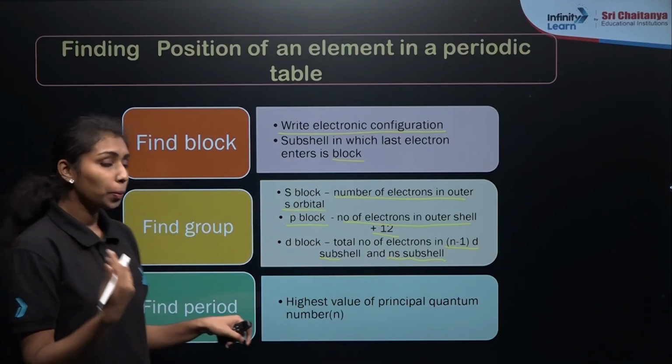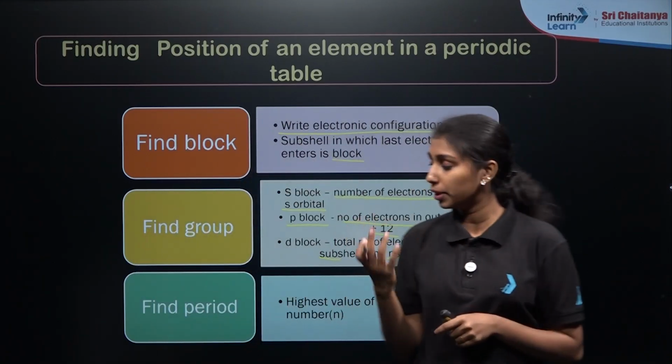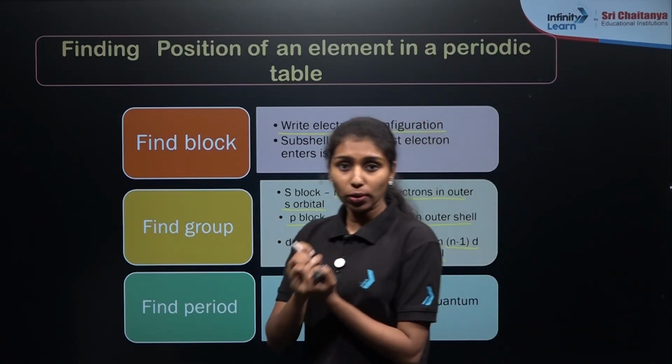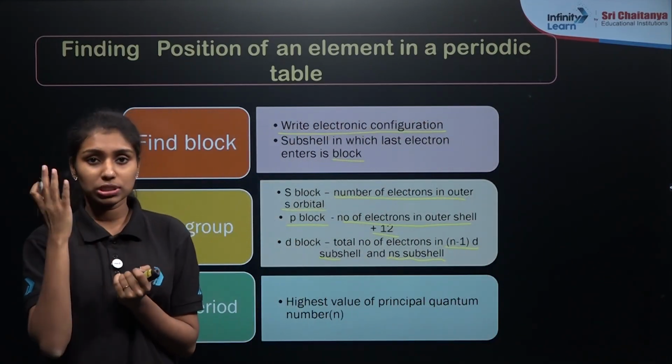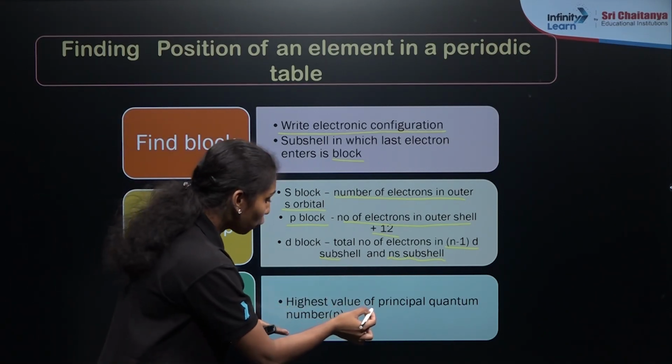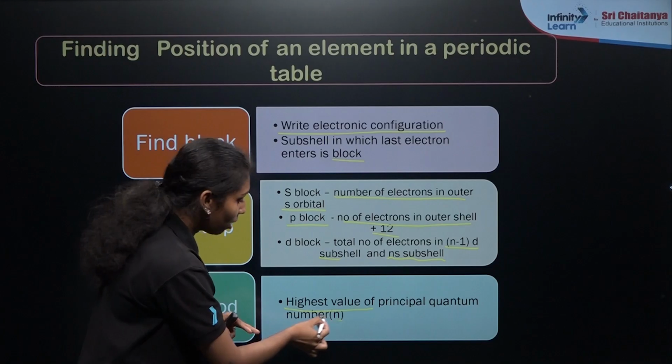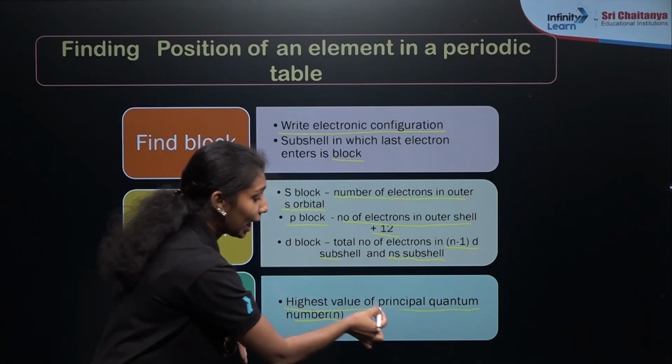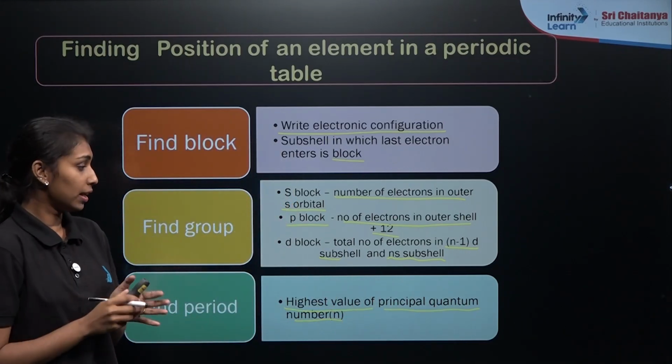Then the last one: how to predict the period of an element. As we already know, we have the configuration 1s2, 2s2, 2p6. Here the highest value of the principal quantum number, which means the n value, will be the period of that element.